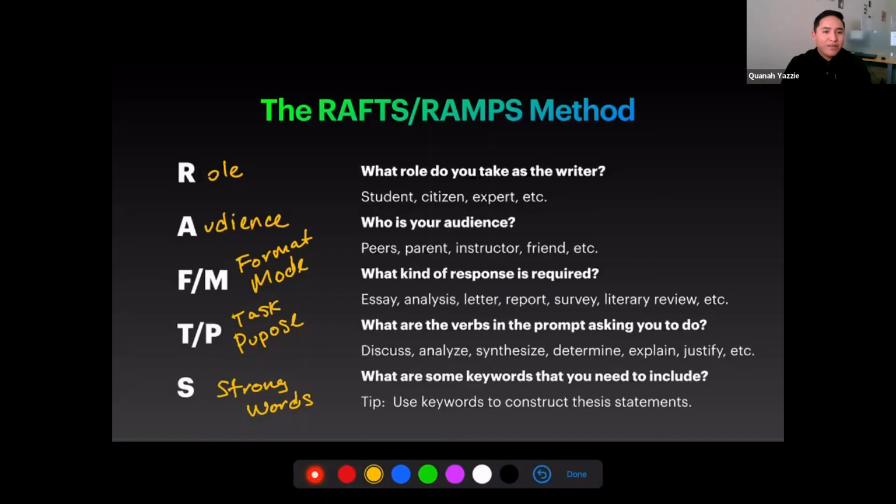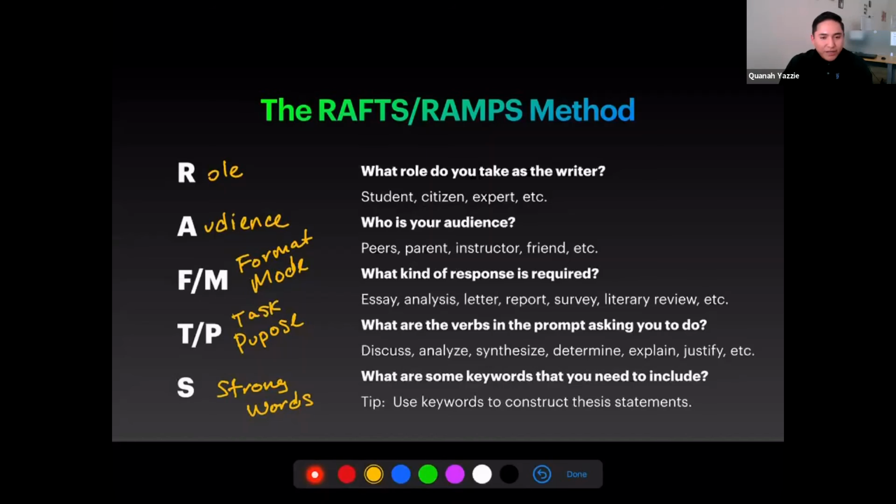So who's your audience? Peers, parents, instructors. And then what kind of response is required. In this case, essay analysis, literary review, rhetorical analysis, all of those different types of papers will be here. And what are the verbs in the prompt asking you to do? Discuss, analyze, synthesize. There are thousands of different verbs that can be present within a writing prompt. And then what are some keywords that you need to include?